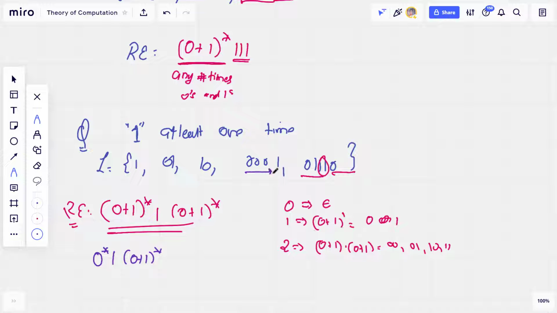Any number of 0s, followed by 1, and after that anything can come. They both are completely the same. Think about it.